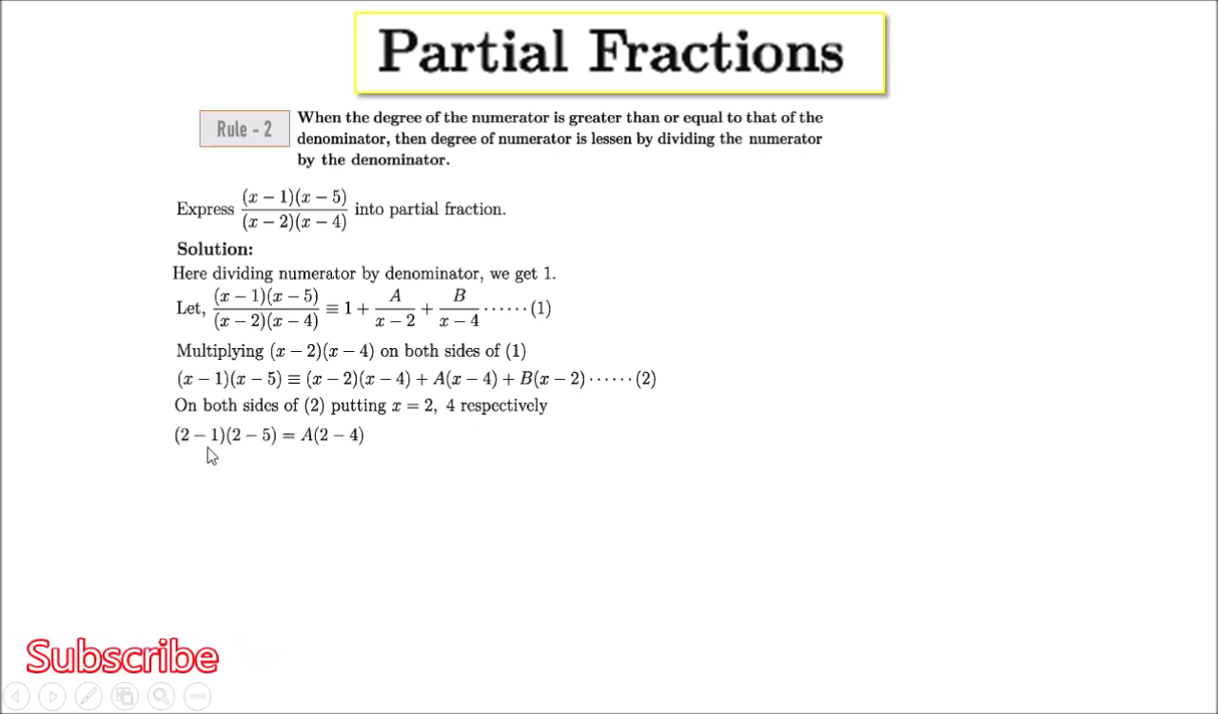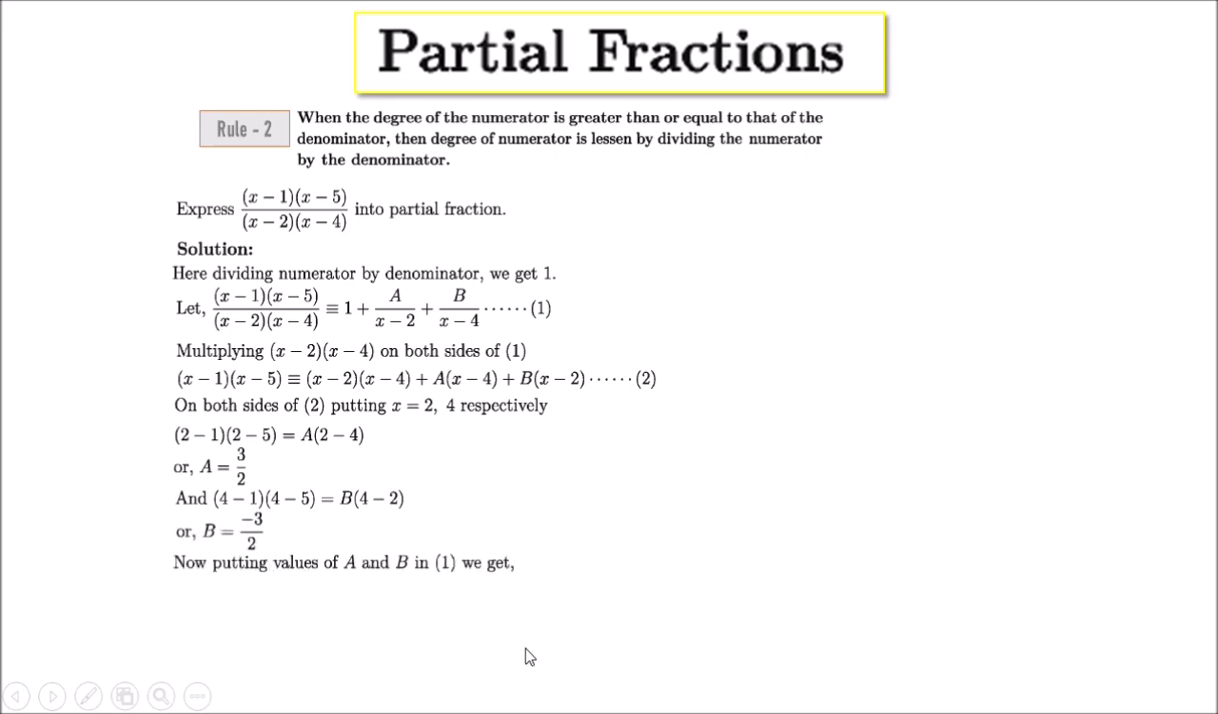So here I am first letting x equal to 2, and finally I got a equal to 3 by 2. And similarly, if we put x equal to 4, b equals minus 3 by 2. We got the values a and b, and just put them in and you will get the answer. I think this is the answer, which is the desired partial fraction.